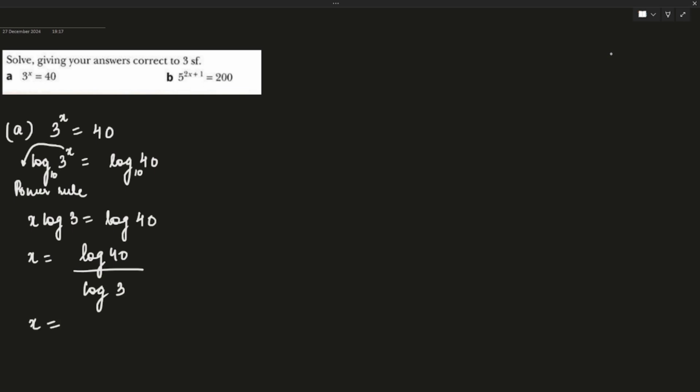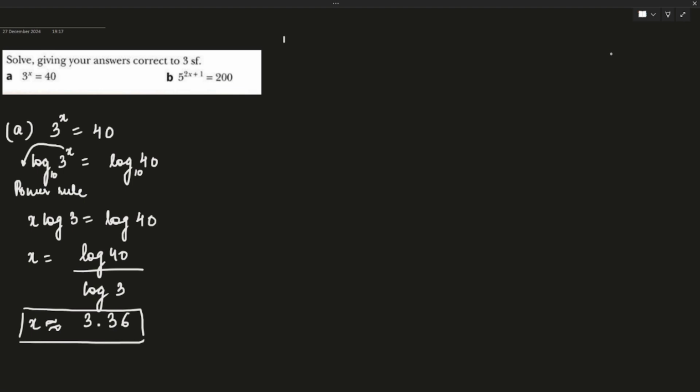When you use your calculator to find the value of log 40 and log 3, and you divide, you'll get your answer as 3.36. So you'll get your answer approximately equal to 3.36. So we have given our answer correct up to three significant figures. So these types of exponential equations are solved by taking log on both sides.